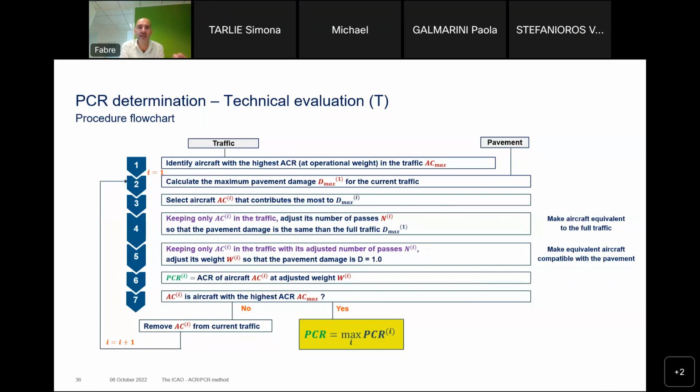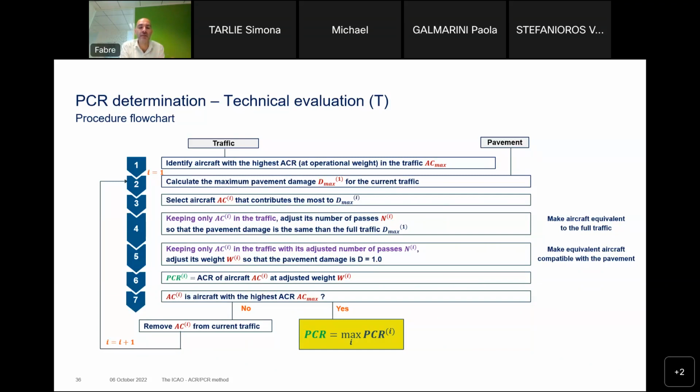So a good pavement, well designed, has a pavement CDF equal to 1. Therefore, you adjust the aircraft weight to arrive at a CDF of 1. Okay, and now this makes the equivalent aircraft compatible with the pavement. And you compute the ACR of the aircraft at its adjusted weight, and this is the PCR 1. Now, I am saying PCR 1 because this is a stopping criterion.